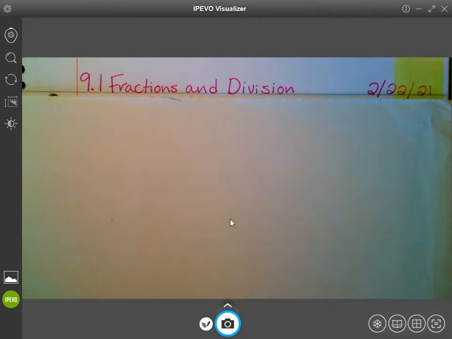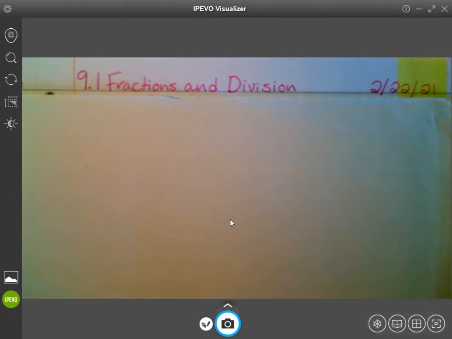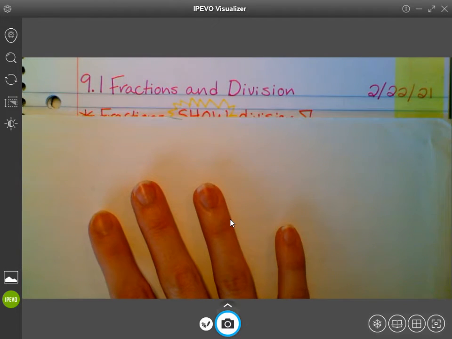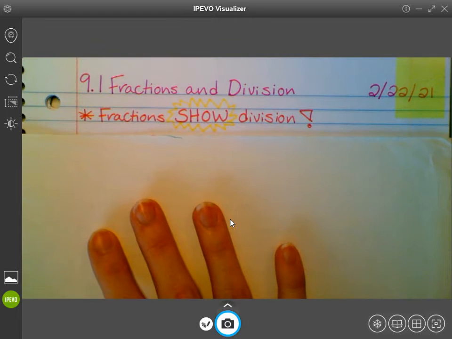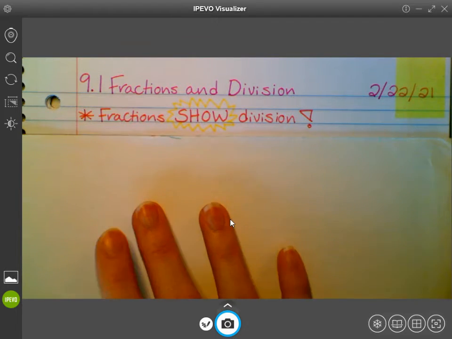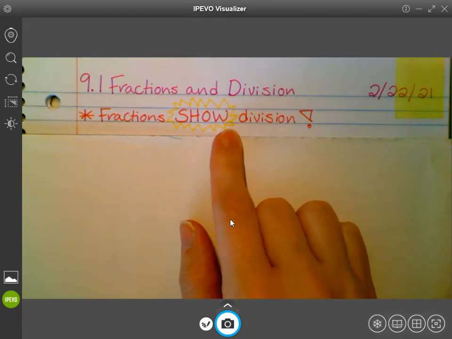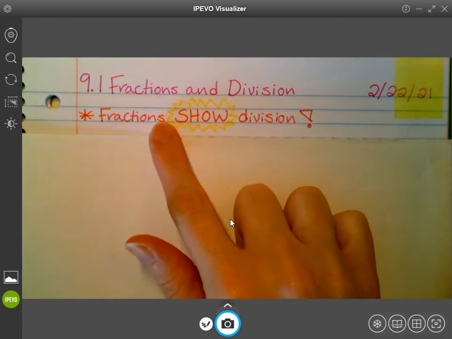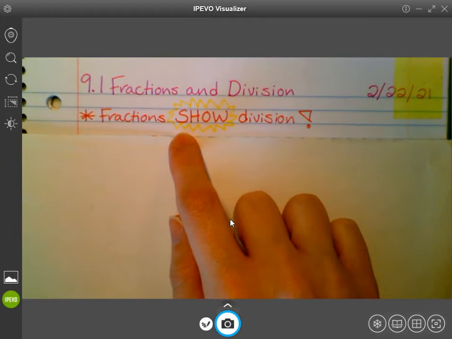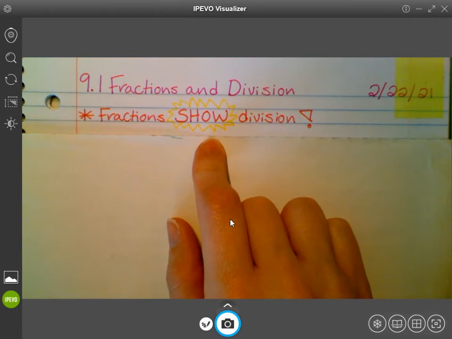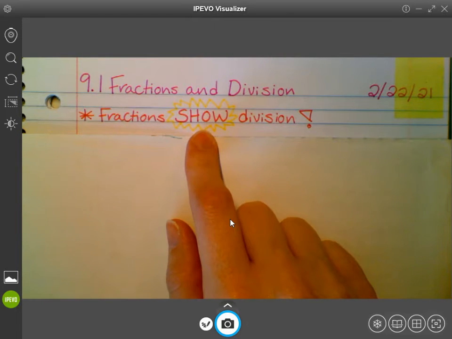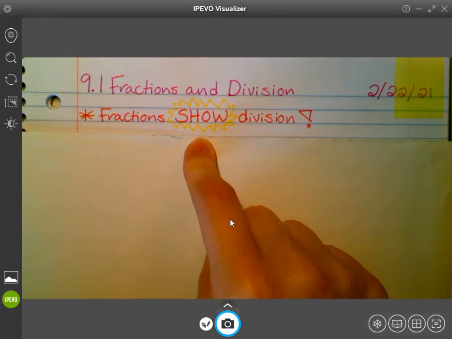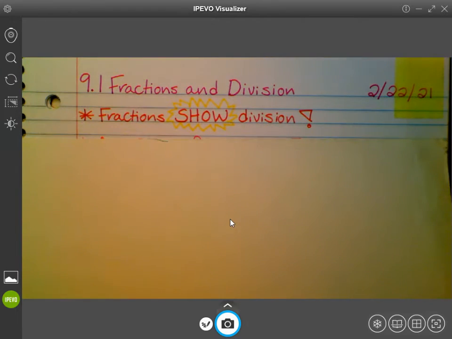Okay, so we have, I think, two notes to put on the page first. So first, fractions show division. Get that written down, and notice I put like a fun spiky box or bubble around the word show, and I put the word show in all capital letters. Do you think I'm trying to emphasize the word show? Yes. Fractions show division. You might be thinking, Missy, what do you mean? I'm going to show you.